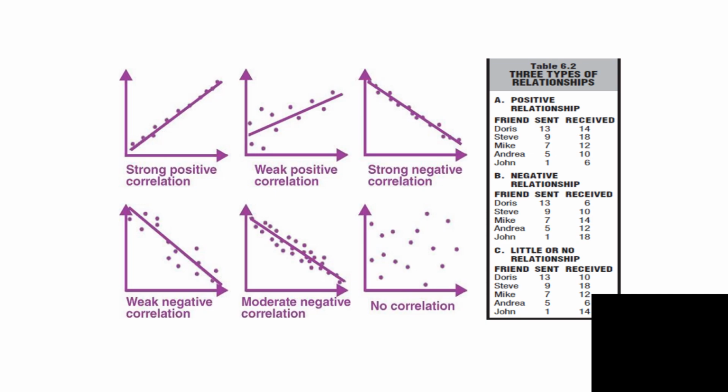When considering the negative relationship, consider the same person, Doris, who sent 13 cards but received only 6 cards. That is, one variable is increasing while the other is decreasing. For example, he is sending more cards but receiving fewer cards, which gives a negative relationship. Little or no relationship means there is no relationship between the number of cards sent and the number of cards received.